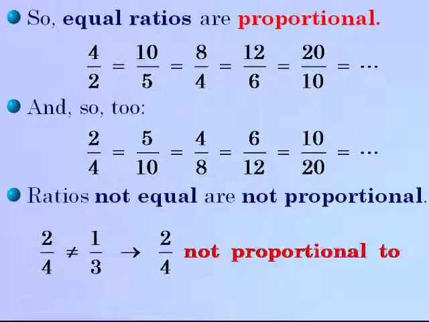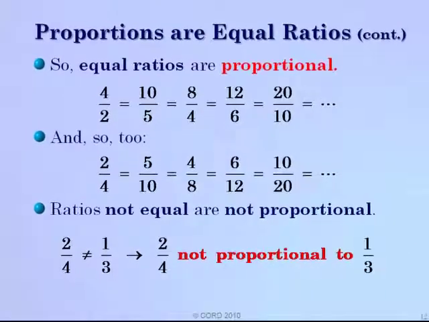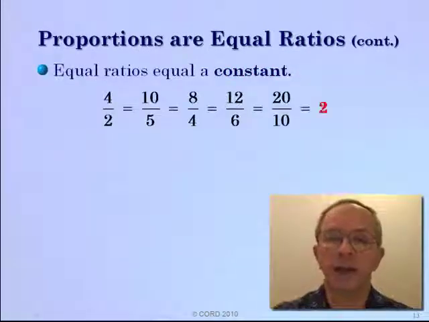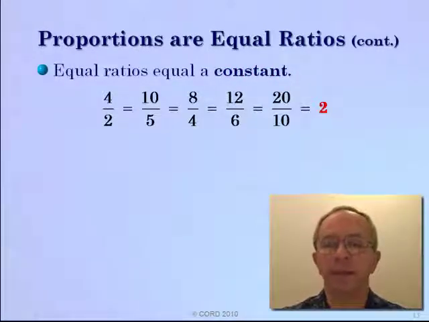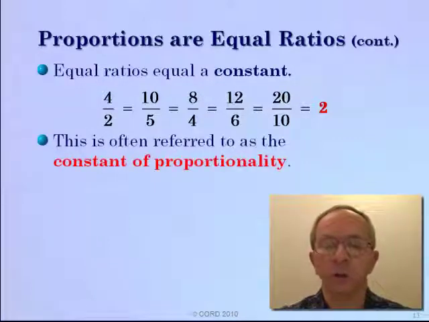Ratios that are not equal are not proportional. So, for example, the ratio of 2 to 4 is not equal to the ratio of 1 to 3. So we say that 2 to 4 is not proportional to 1 to 3. Now, equal ratios have a nice thing called a proportionality constant. They equal that constant. And so, as we saw earlier, 4 to 2 and all these other ratios all equal 2.